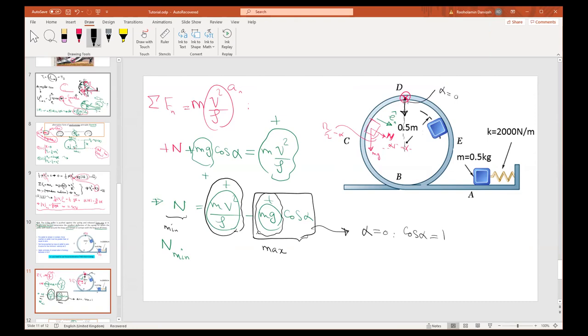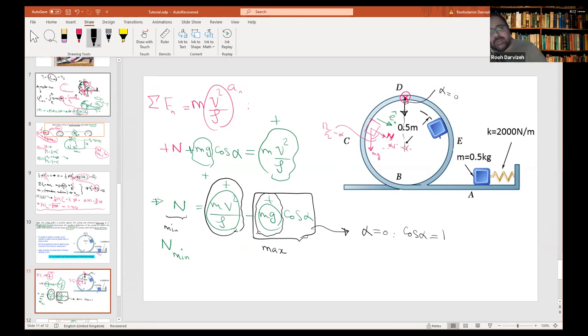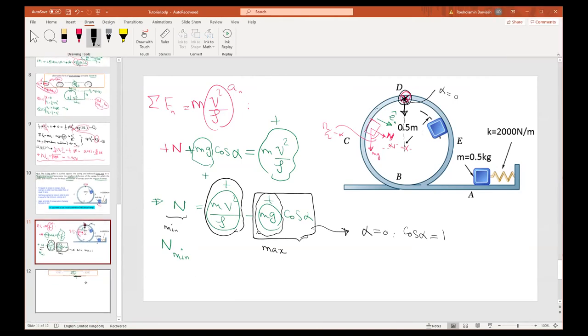Yeah. Then here you can have the minimum value of the surface reaction force. This is the most critical, that's why to solve the problem, if you make sure the mass remains in contact at this point, therefore for the other points, definitely it remains in contact. Is this explanation enough?